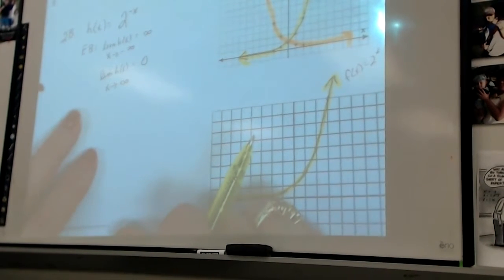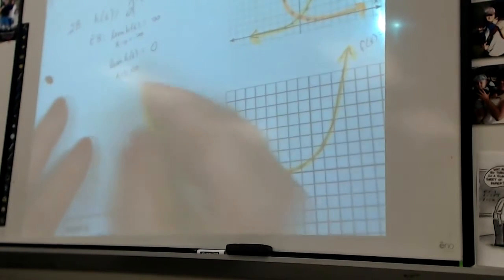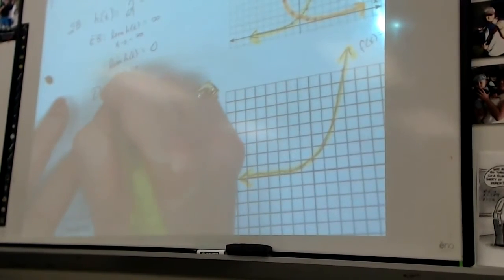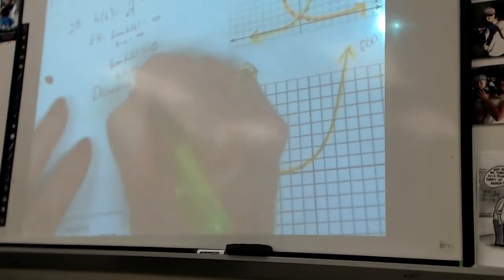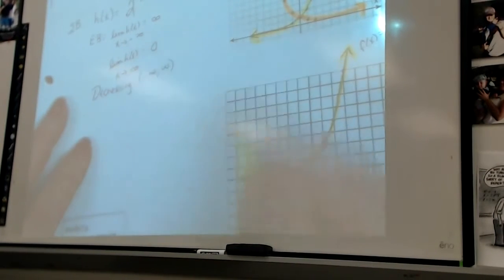And then what about increasing, decreasing? Yeah. That definitely changed, right? This one is decreasing from negative infinity to infinity.